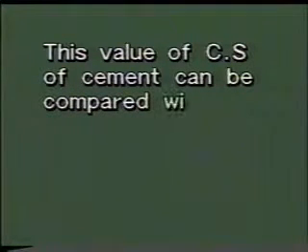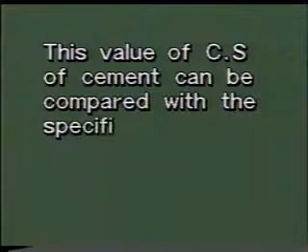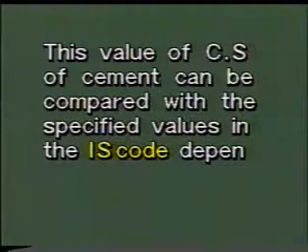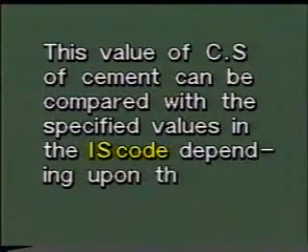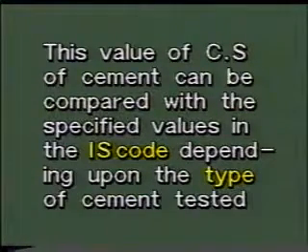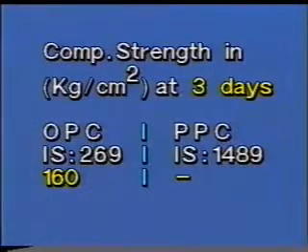This value of compressive strength of cement can be compared with the specified values given in the BIS code, depending upon the type of cement tested. For example, the compressive strength of cement at 3 days for ordinary Portland cement is 160 kg per centimeter square, whereas for Pozzolana Portland cement, no standard values are specified.